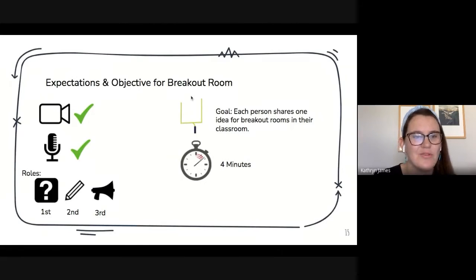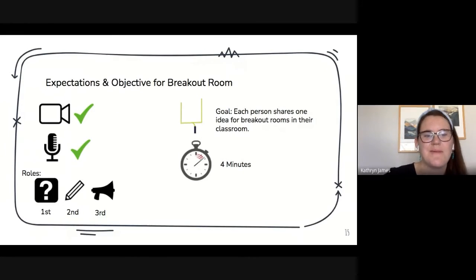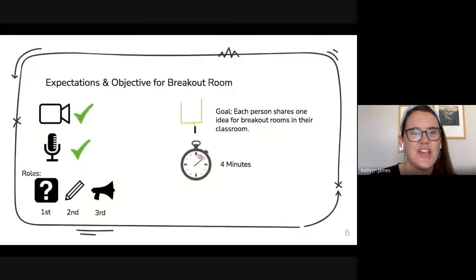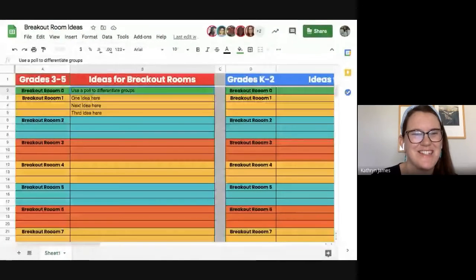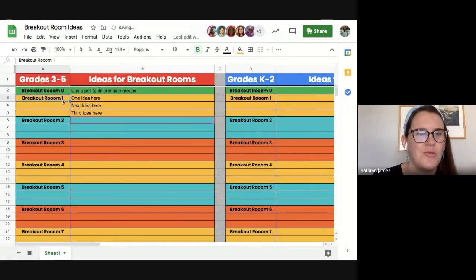The second person in the room is going to be recording all of the answers on this spreadsheet. This spreadsheet I just popped into the chat is going to be used for recording the answers. The third person would be responsible for sharing out to the entire group. We will have 4 minutes in our breakout room, so it's going to be fast for everybody to share. I'm going to share my tab of the spreadsheet so everybody can see. When you get into your breakout room, it'll tell you which room number you are.